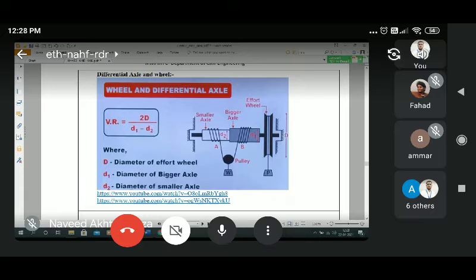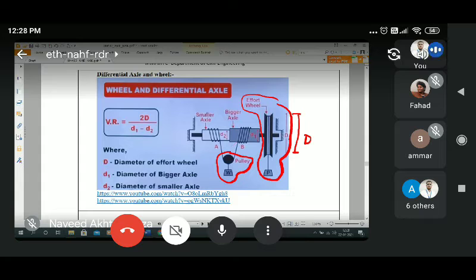So it is visible to you. This one is the effort wheel, and the diameter of the effort wheel is capital D. Then on the axle there are two different diameters: a smaller axle and a bigger axle. The weight is attached with the pulley. You can see all the attachments: smaller axle, bigger axle, effort wheel, and the load is controlled by the pulley movement.